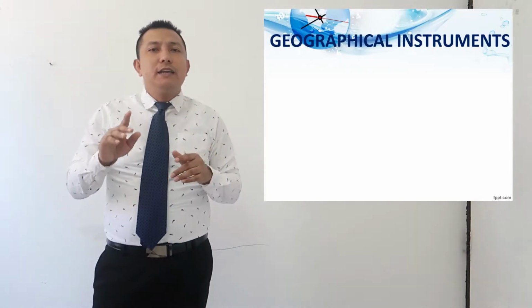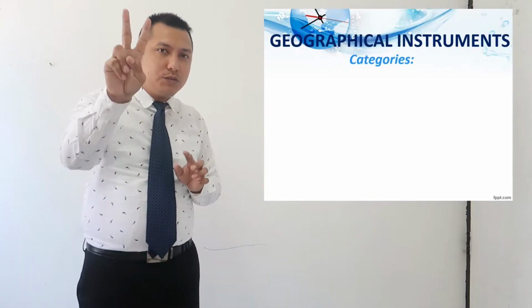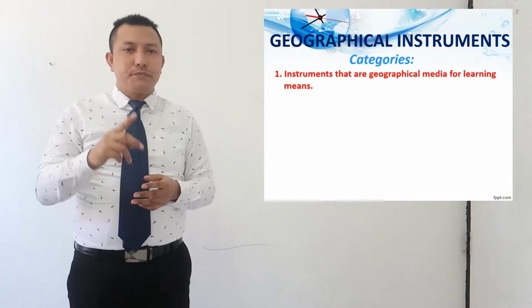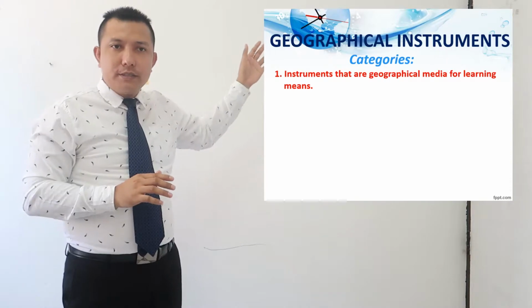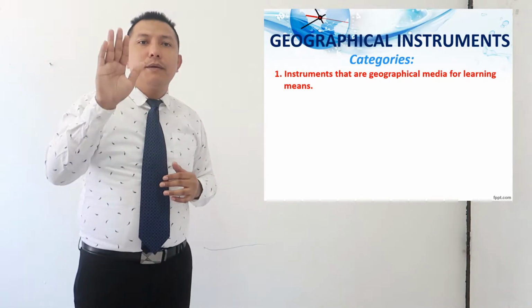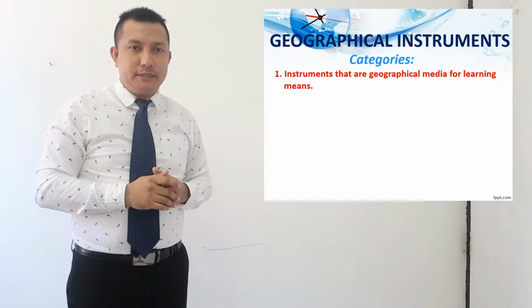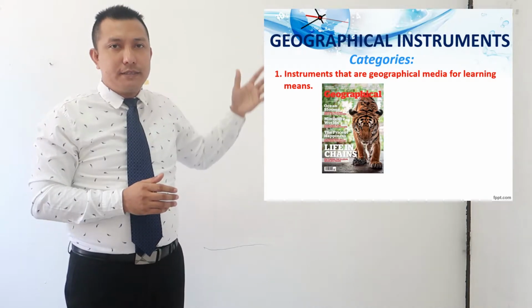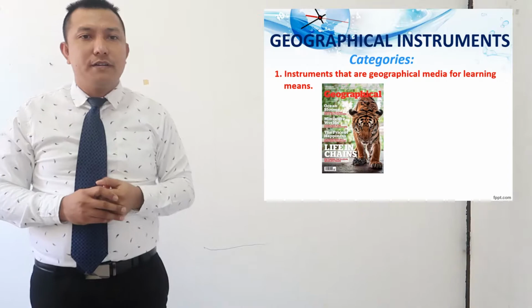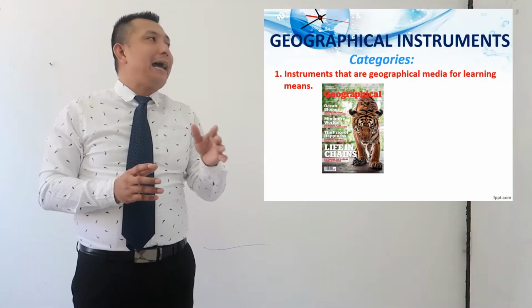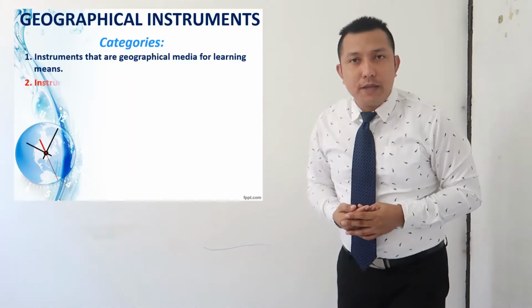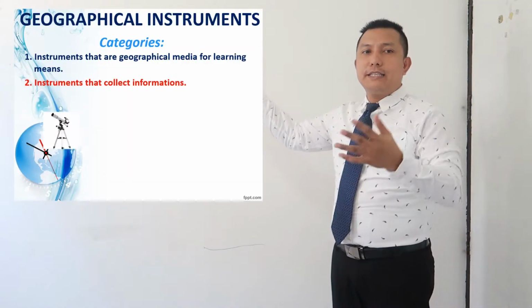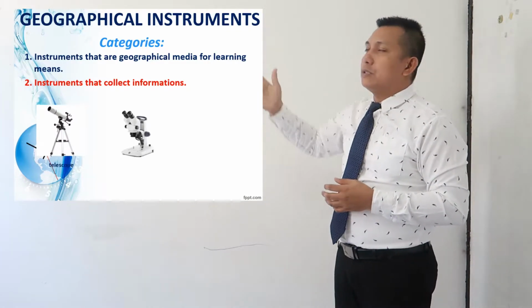So, geographical instruments are categorized into two. The first one, we have instruments that are geographical media for learning means. Examples of these are the geographical magazine. Look at the tiger there. Okay, that's the example. And we have also atlas. The number two, instruments that collect information. Example, as what you can see, we have pictures.